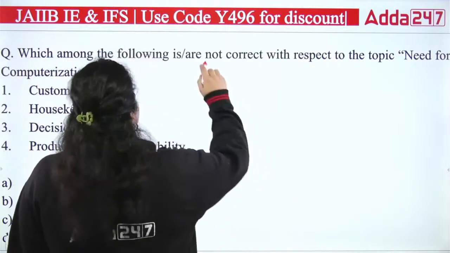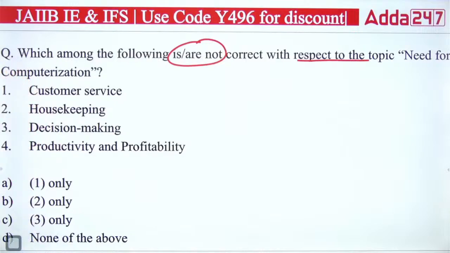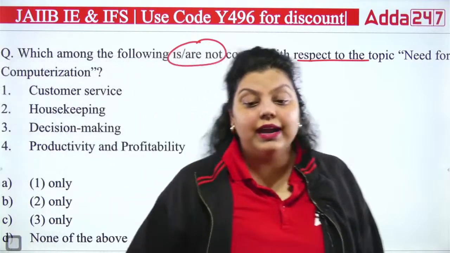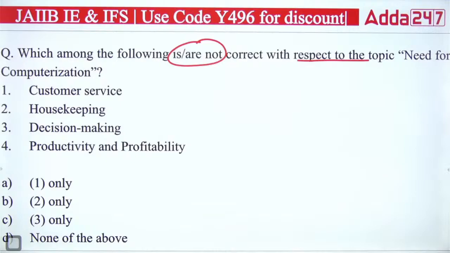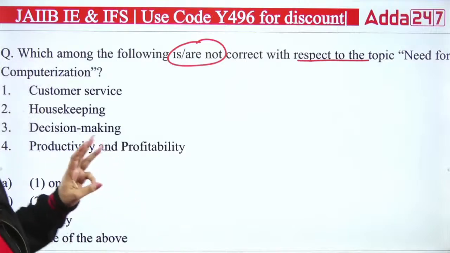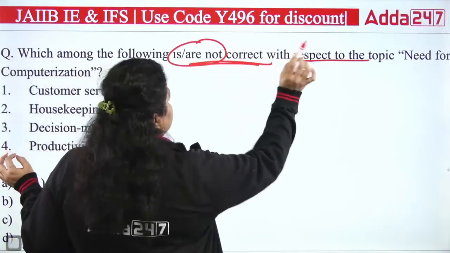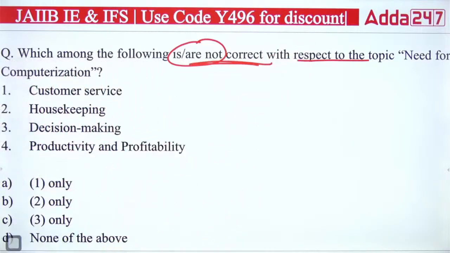Next, which among the following are not correct with respect to the topic need for computerization? The next question is asking which of the following are not correct with respect to the topic need for computerization? Like why it is required to have computerization in banking. First is saying just for customer service, second is saying housekeeping, third is saying decision making, and fourth is saying productivity and profitability. And you have to answer which of the following is actually not correct with respect to the need for computerization in banking.